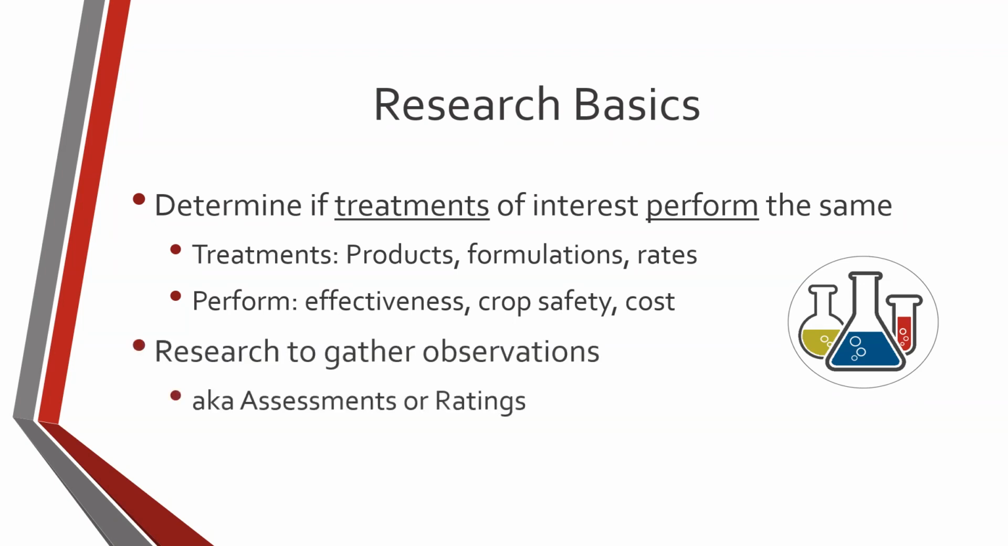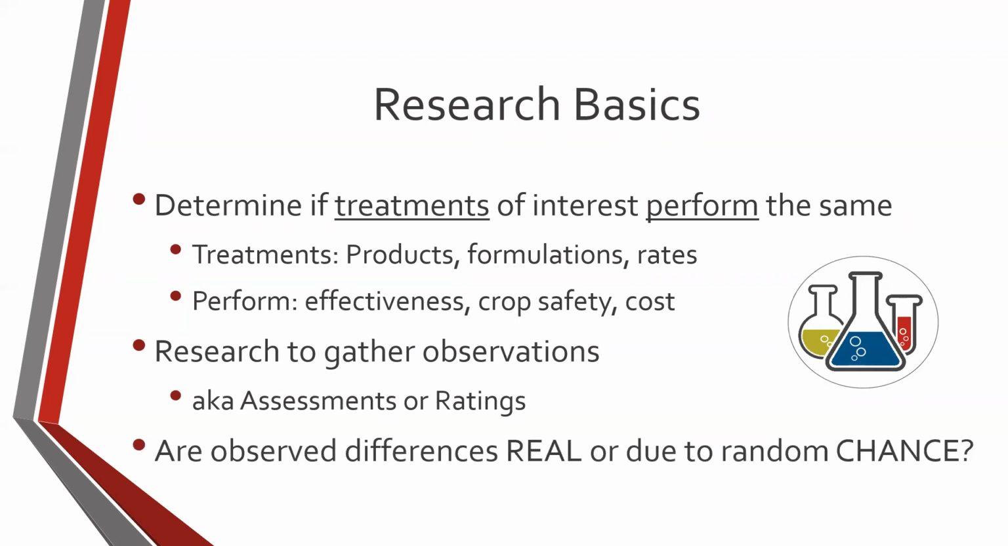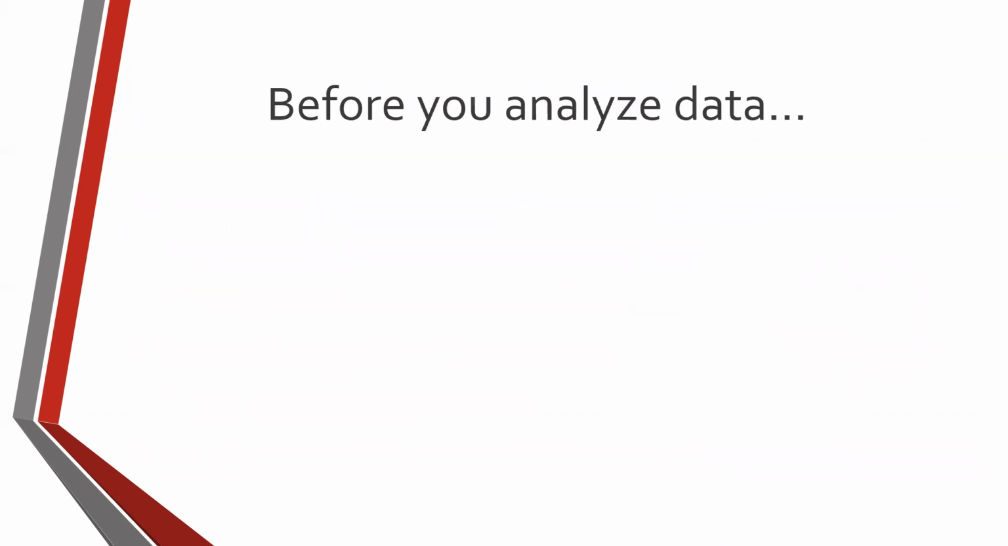Then research trials are performed to obtain observations of treatment performance. In ARM, we'll call them assessments or ratings. But of course, the question is, are those observed differences due to the treatments or just due to random chance? And so that's really where the statistics come into play, namely for us, the analysis of variance.